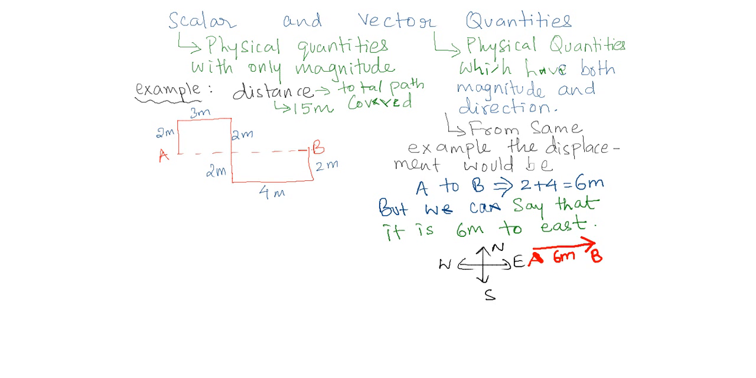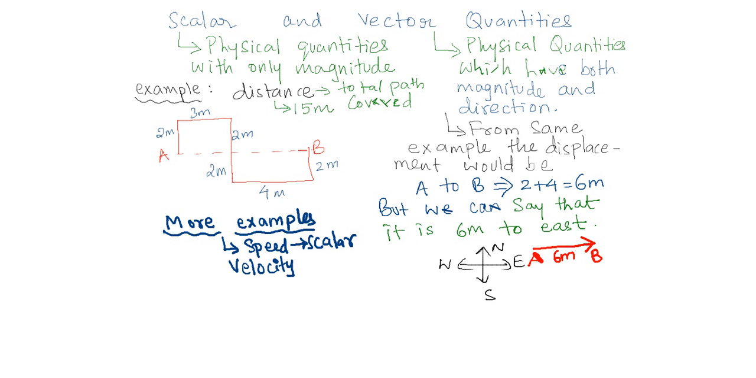More examples could possibly be, let's say, one can be your speed, which is a scalar, and velocity, which is a vector.